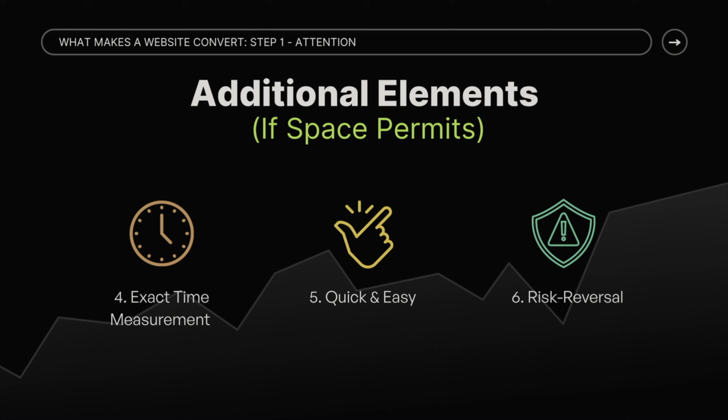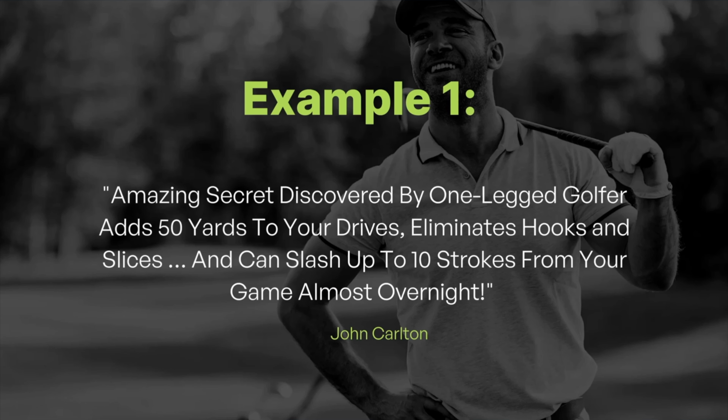In addition to the previous three elements, you can also include an exact time measurement, imply that the benefit of your product is attainable quickly and easily, and that your offer features some sort of risk reversal feature to further entice your prospects. Let's look at an example by John Carlton. Amazing secret discovered by one-leg golfer adds 50 yards to your drives, eliminates hooks and slices, and can slash up to 10 strokes from your game almost overnight.